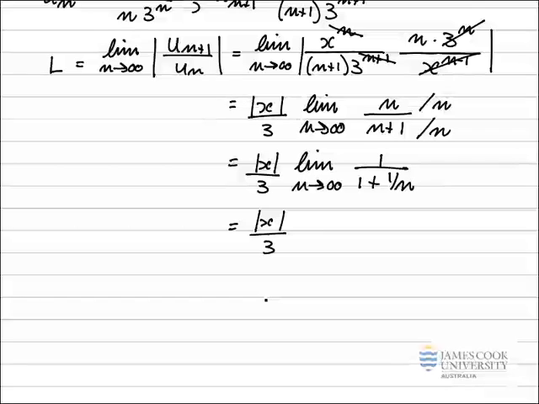So the ratio test tells us when the series converges. We're interested in the values of x where the series converges. For the ratio test, L has to be less than 1 for convergence. So we can write that in there. So this value that we have has to be less than 1 for convergence.